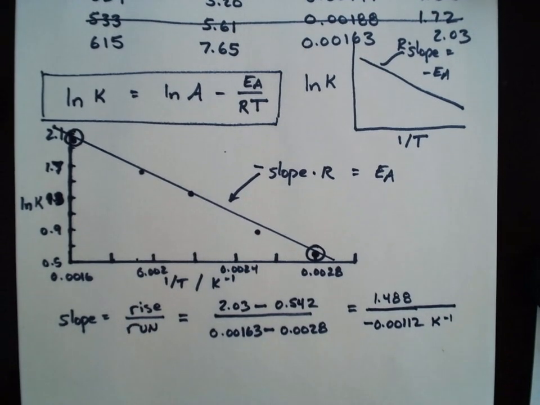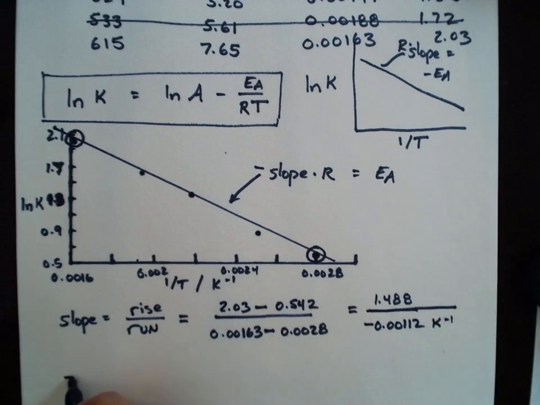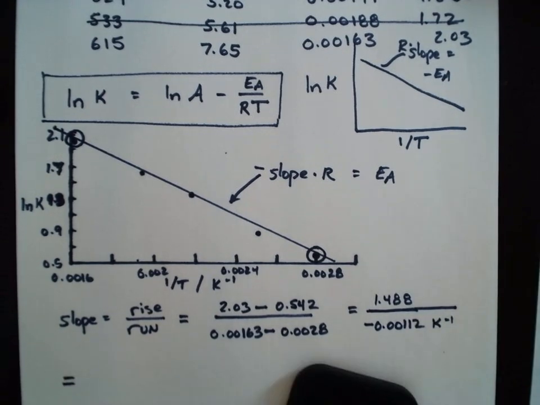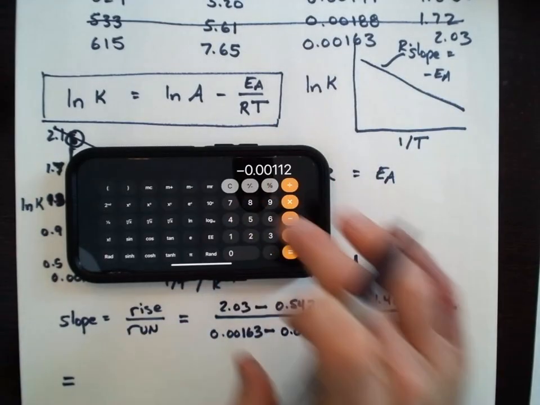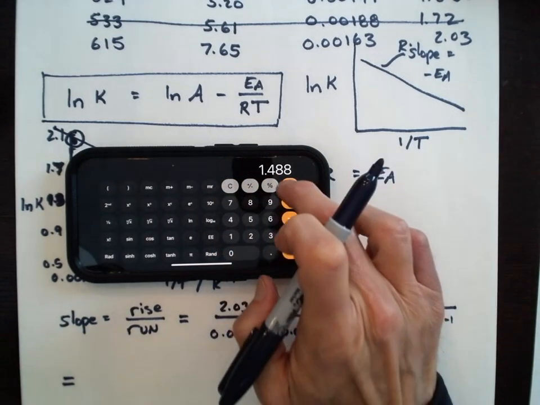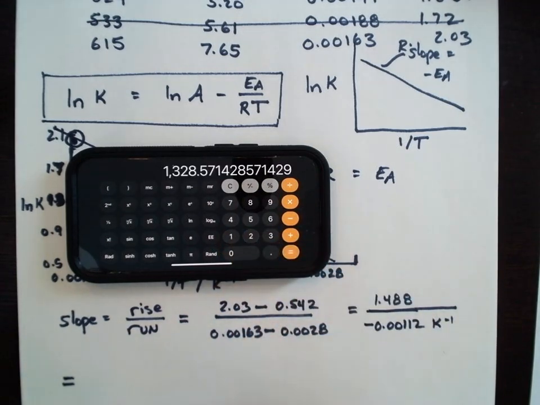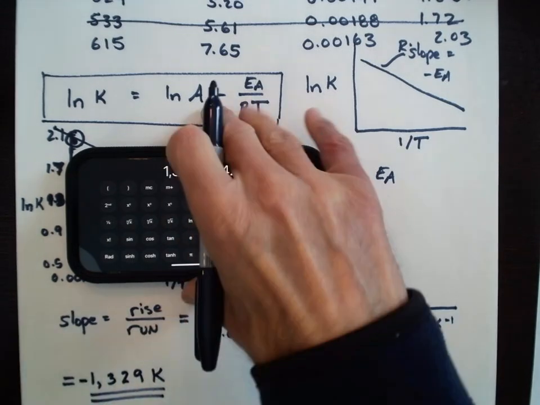So our slope is going to have units of unitless over inverse Kelvin, which is Kelvin. We're going to want to keep track of that. But anyway, our slope is going to be 1.488 divided by 0.00112. That's 1,329, rounding up, Kelvin. It's negative. It's a negative slope.